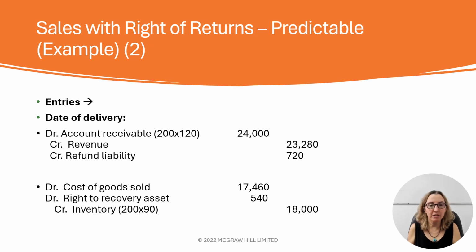So what we're doing here is we're debiting cost of goods sold, and the inventory amount, we have to take it out at the full cost of the $90. So for the credit to inventory, it's 200 times 90, which is 18,000. But again, we have to times it by 0.97 to get our debit to cost of goods sold, which is 17,460. Well, where does the other debit go? It goes to the right to recovery asset. So this is the expected amount, $540, of what we expect to get back in inventory from the customers that return the good.